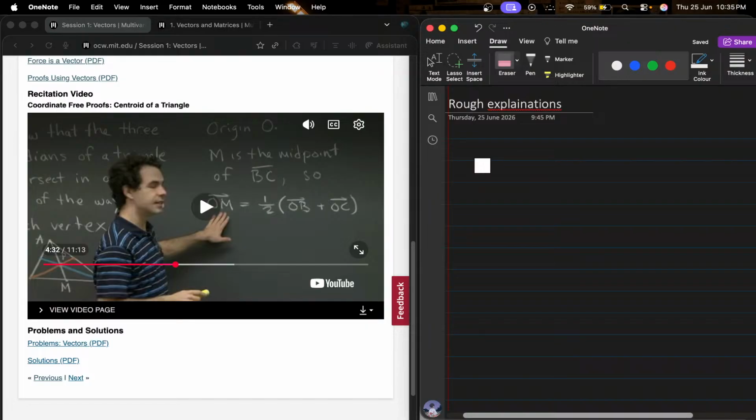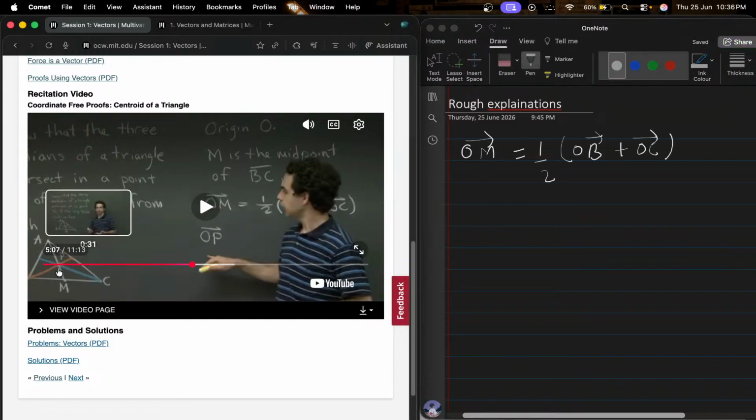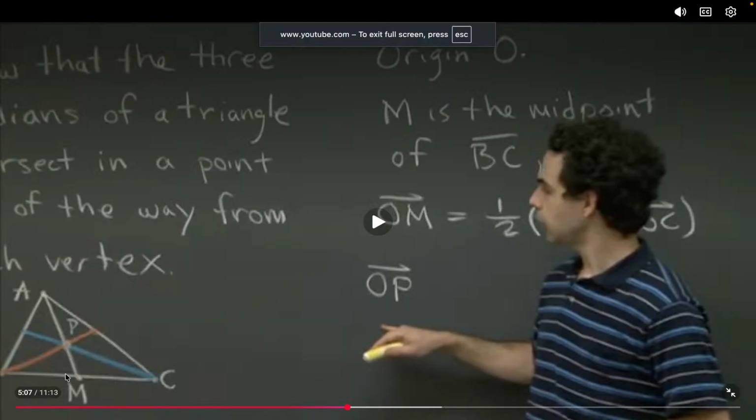What's next? It's OP. Where's P? This is P now. So O to P. What will happen at O to P? So it is half of... wait, in case of OM, it's half of O to C and O to A. That will happen.